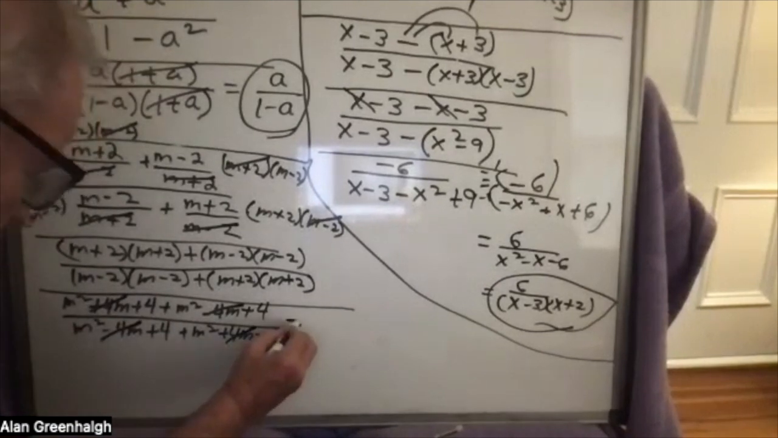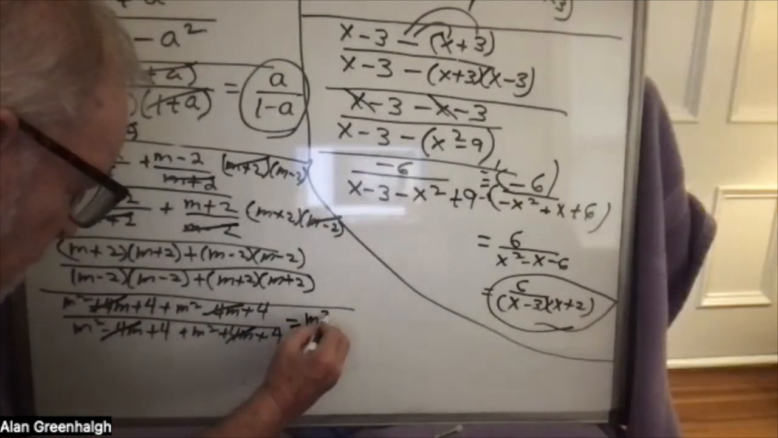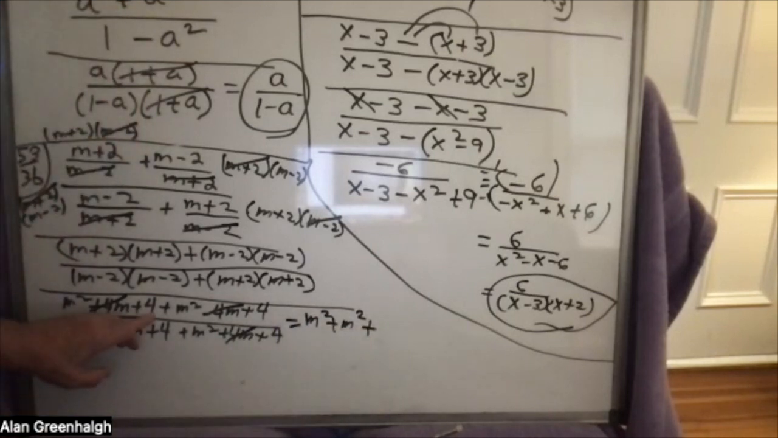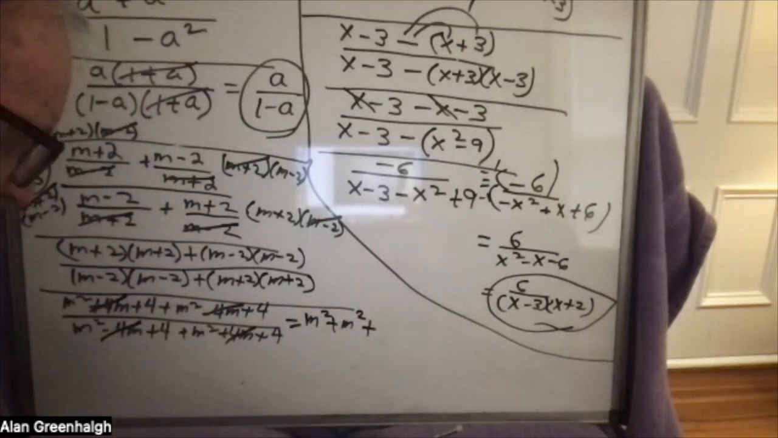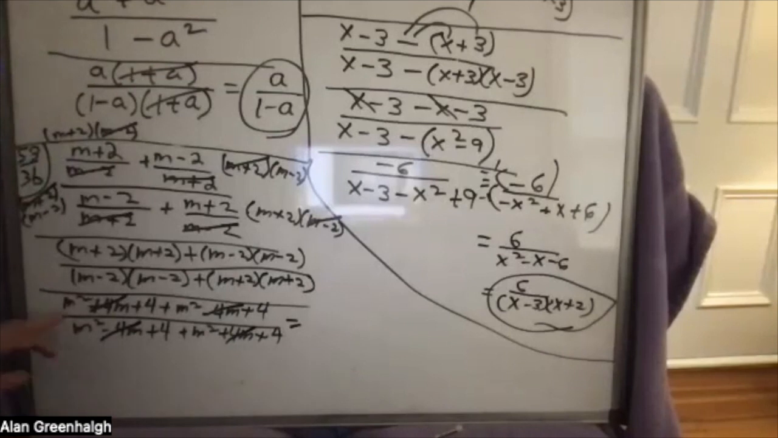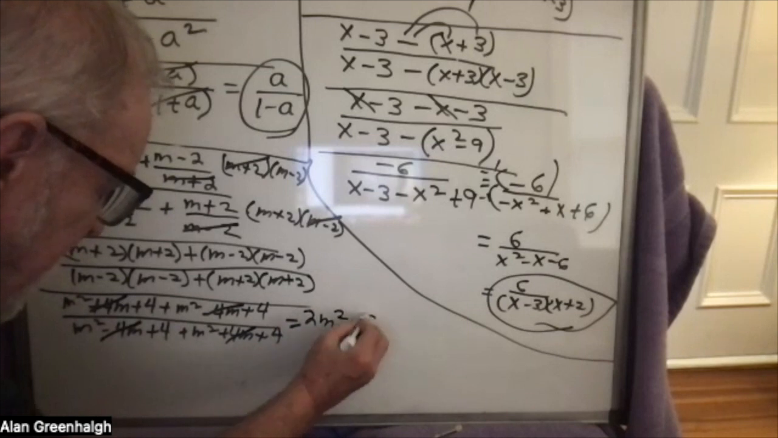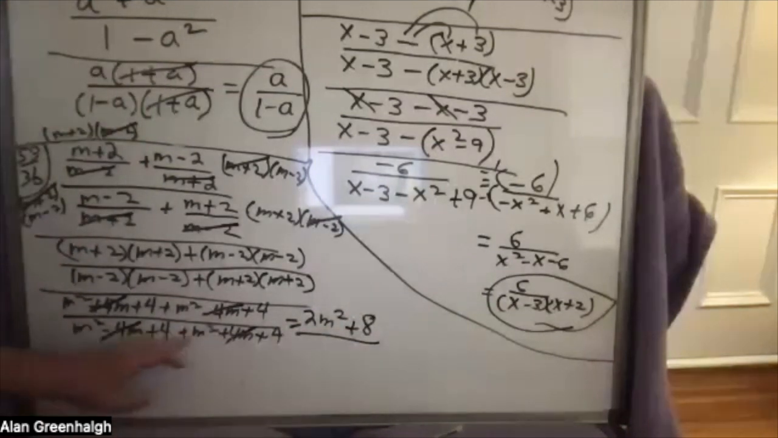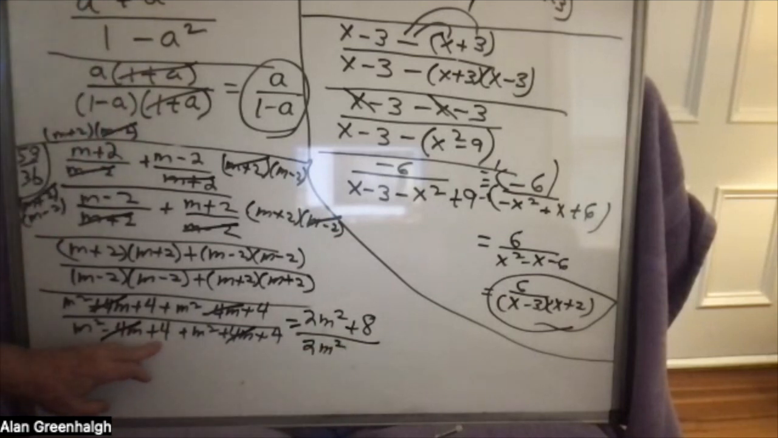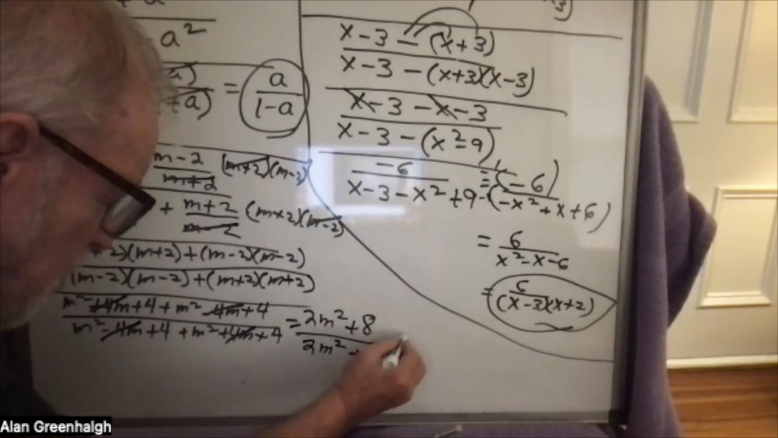All right, so what we wind up with is m squared plus m squared plus m squared plus 4 plus 4. Let me just start simplifying as I go along, rather than simplify at the end. So the m squared plus the m squared is 2m squared plus 8 over 2m squared plus 8? Are you kidding me? You mean it's all equal to 1?